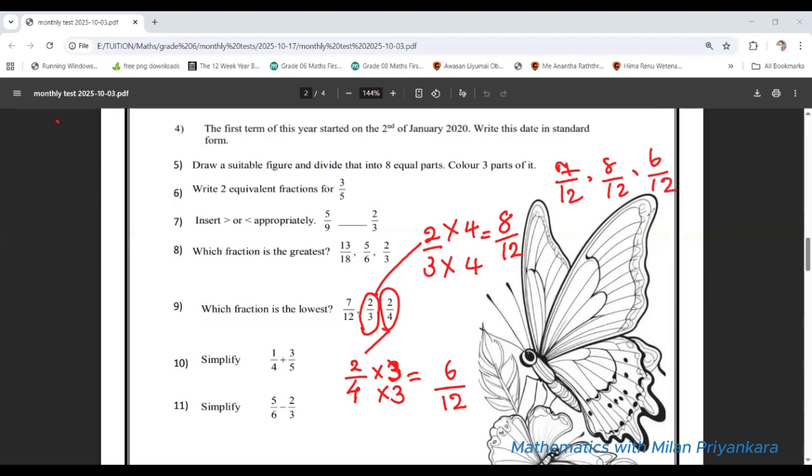So which one is the smallest? Lowest is 6 over 12. 6 over 12 means 2 over 4. Right? 6 over 12 means 2 over 4. So therefore our answer is 2 over 4. This is the smallest fraction, that means lowest fraction.